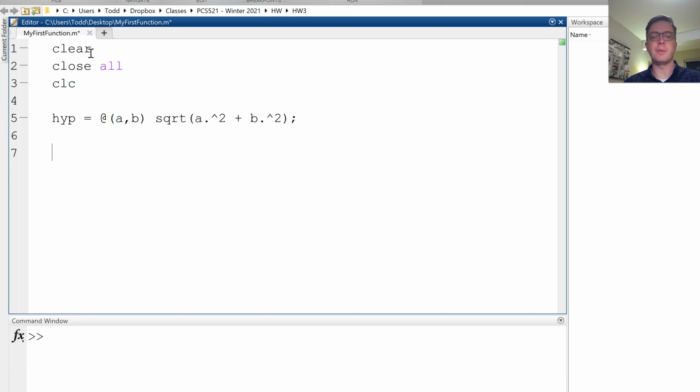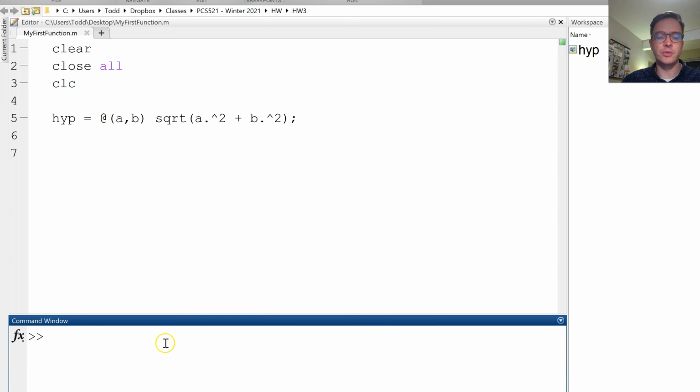That's it. So I've defined my function now. If I run this script, I can see that something has happened. I can see this hypotenuse function up here. And to use it, I can call it with anything I want. So for example, in the command window, if I call hyp, let's say one side of the triangle is 1 and the other side is 1, well, that's a 1, 1, square root 2 triangle, so the answer will be square root of 2, which is 1.414, right?